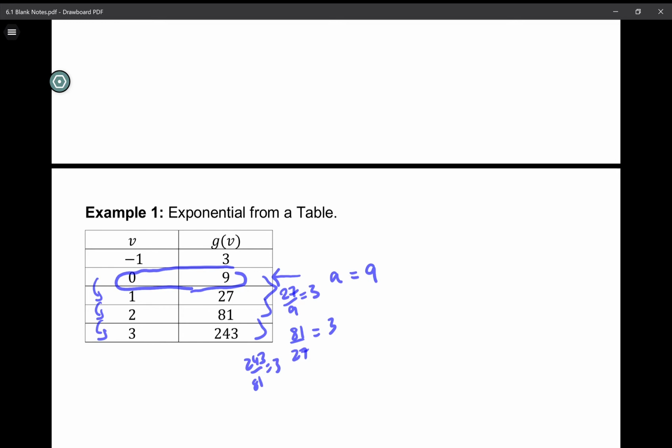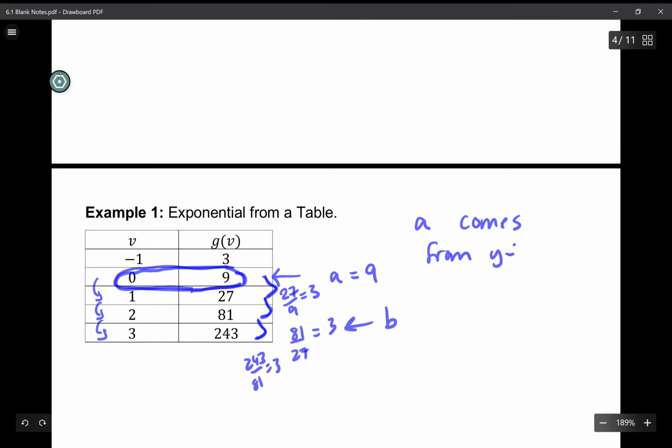And actually the way we come up with the exponential function for this is that by looking at these ratio changes that we computed here, that's actually going to be your B value, okay? So your A value you pick off right here from your y-intercept. So A comes from the y-intercept, and your B value comes from the ratios.